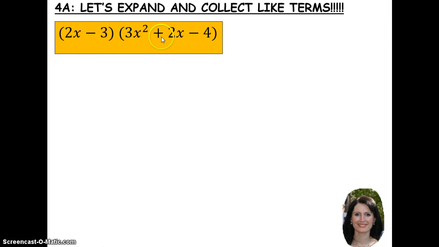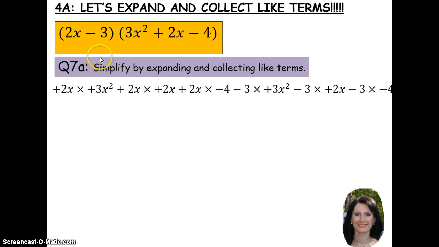Let's try this one here. We've got 3 terms in the second set of brackets. That's a little bit different, but still the same method. Positive 2x times positive 3x squared. Positive 2x times positive 2x. Positive 2x times negative 4. Negative 3 times positive 3x squared. Negative 3 times positive 2x. Negative 3 times negative 4.